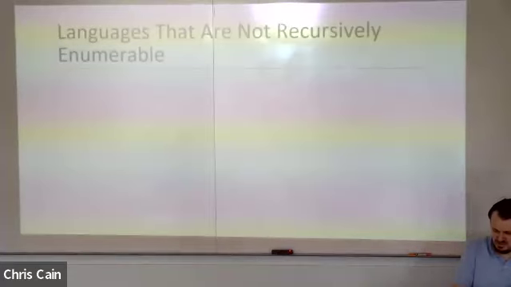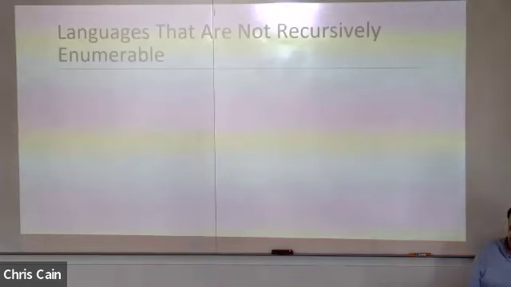So there's a language class beyond that that is recursively enumerable. And that is everything that is outside of that language class, those that are not recursively enumerable. What would it mean to not be recursively enumerable?